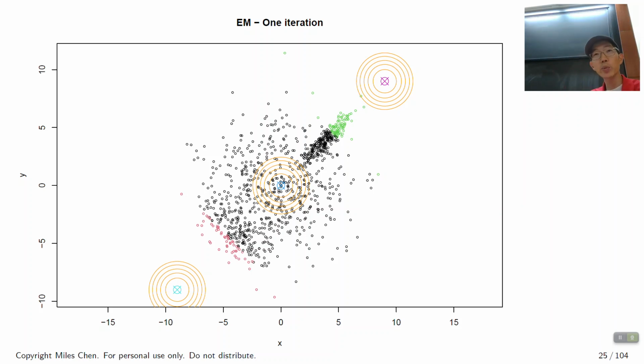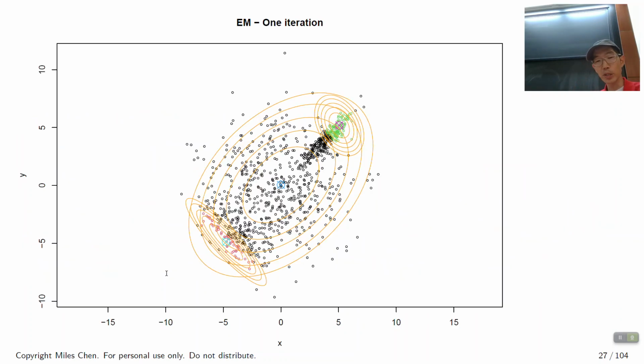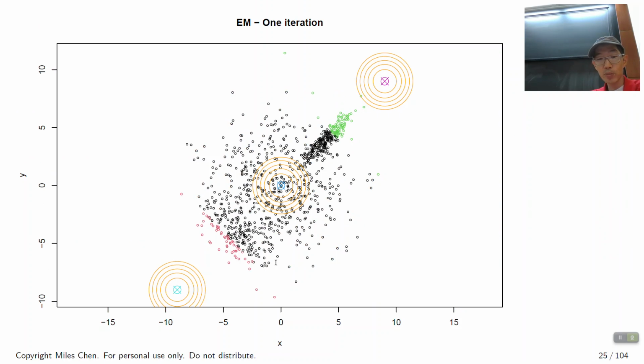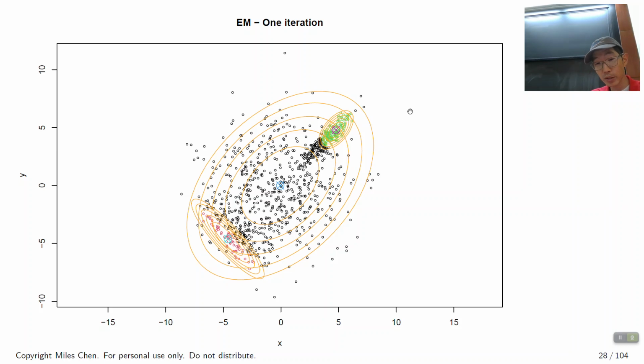We get the weighted variance and things like that. And so at the next iteration, this is what I wrote: 49% red, 51% black. At the next iteration, this is where the means end up. Here's our mean, and then we also redo the variance. Previously it was here, but after taking into account all of the data points, our updated variance matrix looks like this. So that's one iteration. Next iteration, we get something that looks like this.